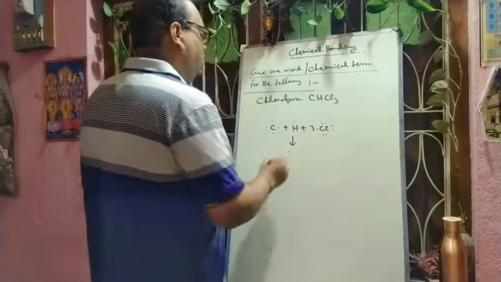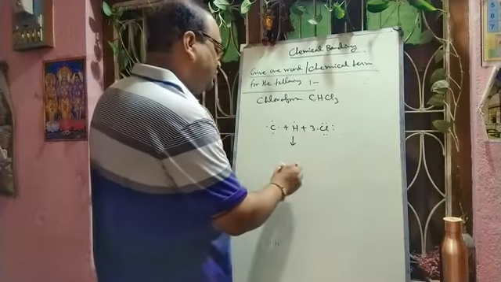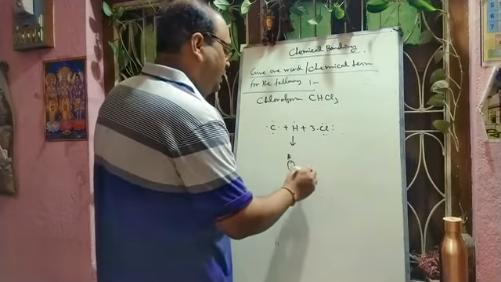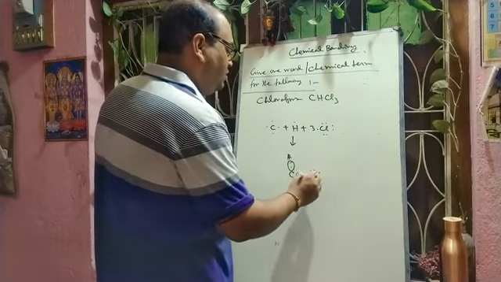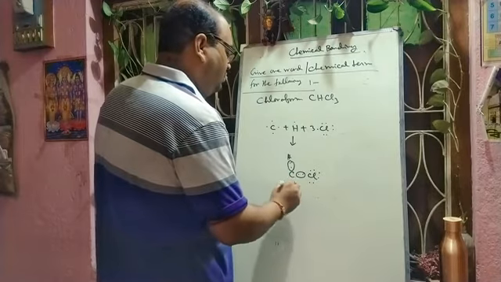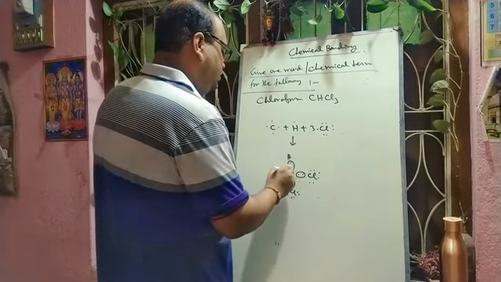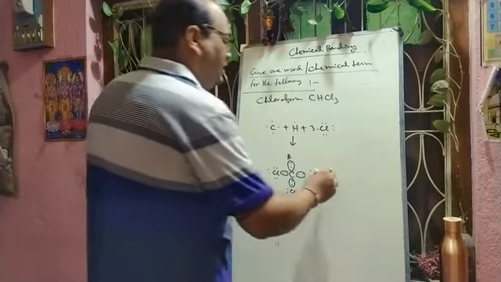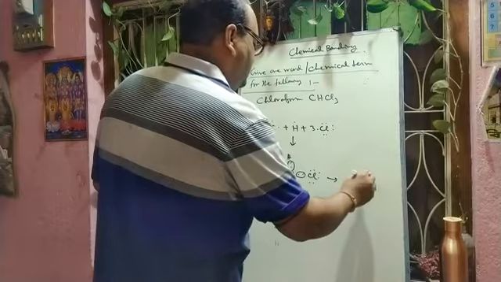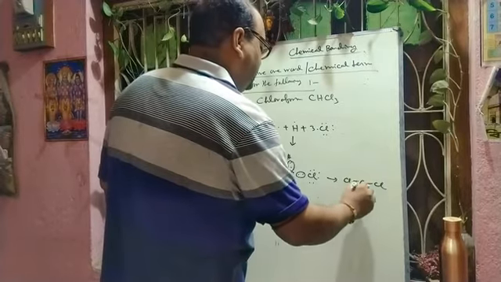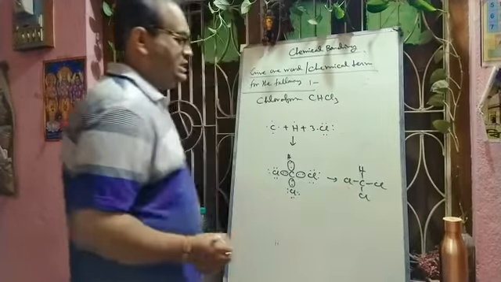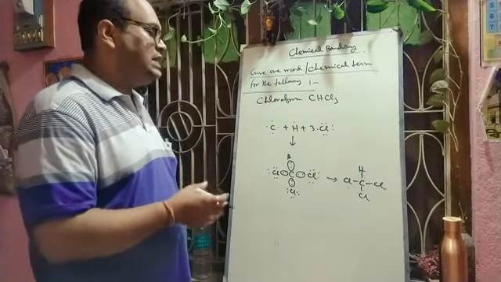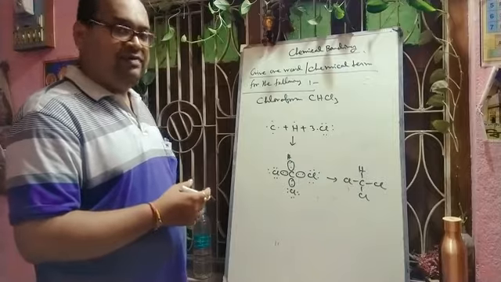So how will they form bonds to fill up the octet? That I am showing here. Carbon will form one covalent bond with hydrogen, and three covalent bonds with the chlorine atoms. So from here you can draw the structure easily: CCl3H or CHCl3. This CHCl3 structure is the structure of chloroform. Hope you can understand.